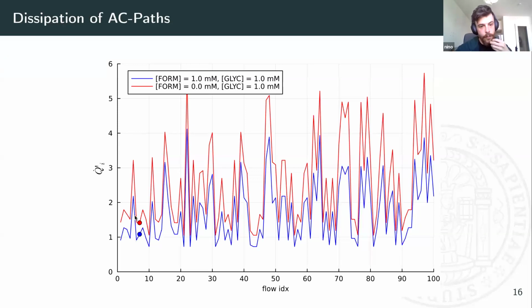But the overall dissipation from the pathways is higher. So since you now are in a lower concentration regime, it costs you more to project each of these pathways out of the equilibrium.